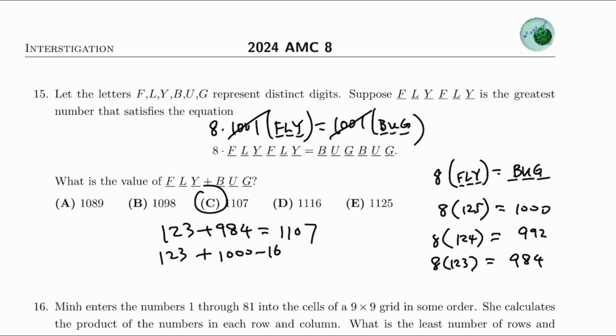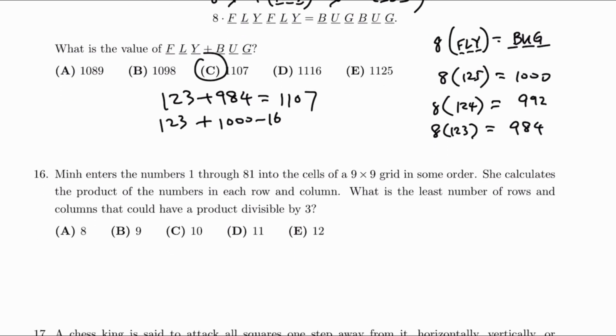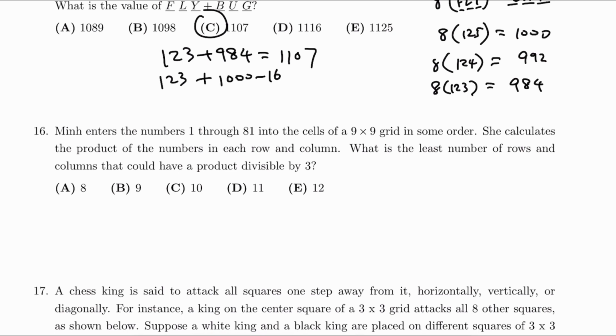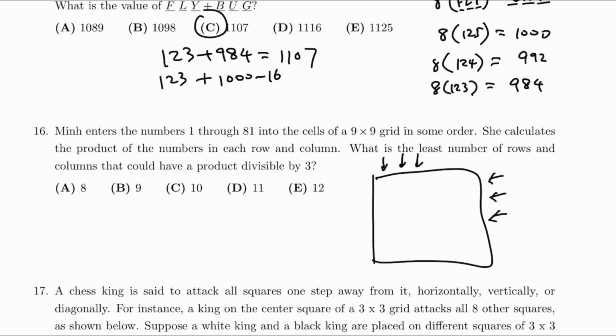All right, let's take a look at number 16. Number 16 says, Min enters the numbers 1 through 81 into the cells of a 9 by 9 grid in some order. She calculates the products in each row and column. What is the least number of rows and columns that could have a product divisible by 3? So we want to find the least number of rows and columns with products that are divisible by 3.